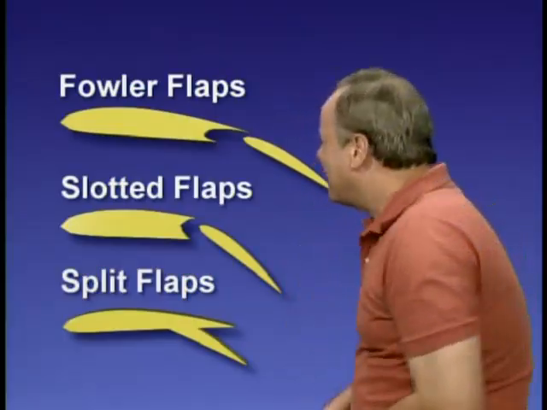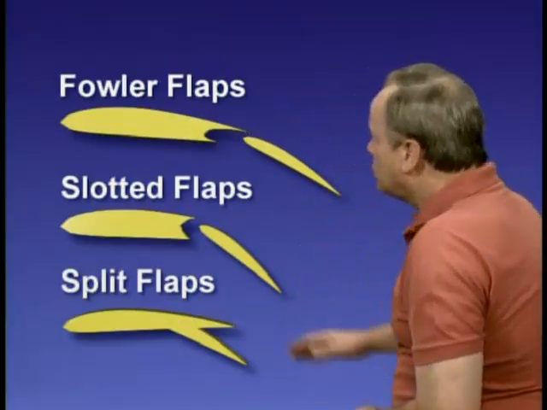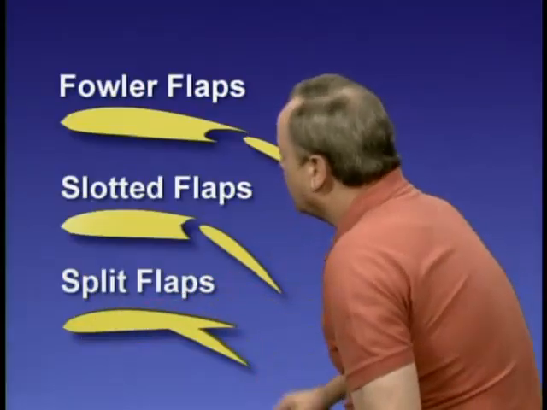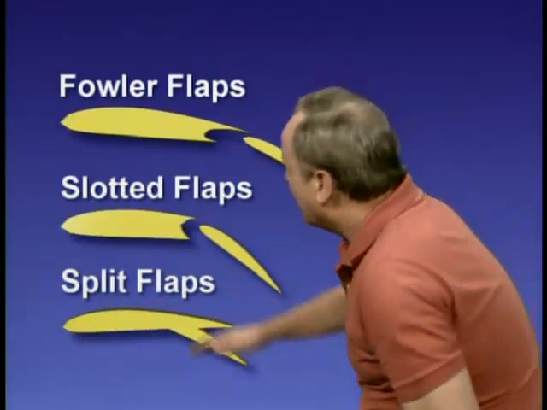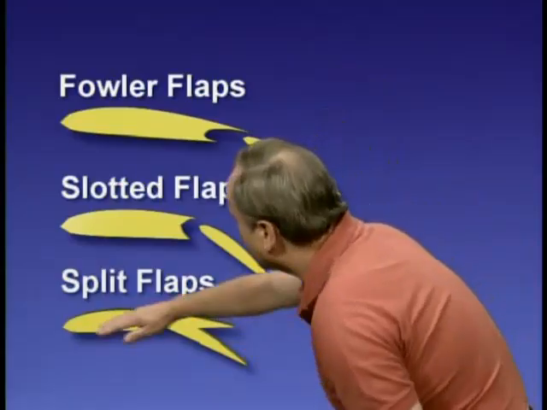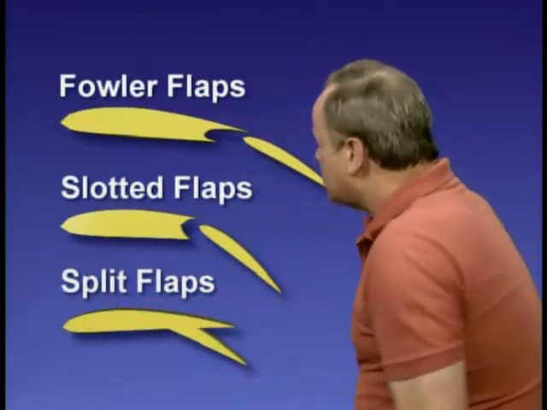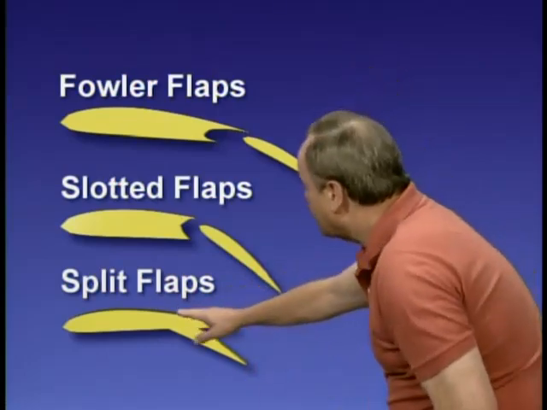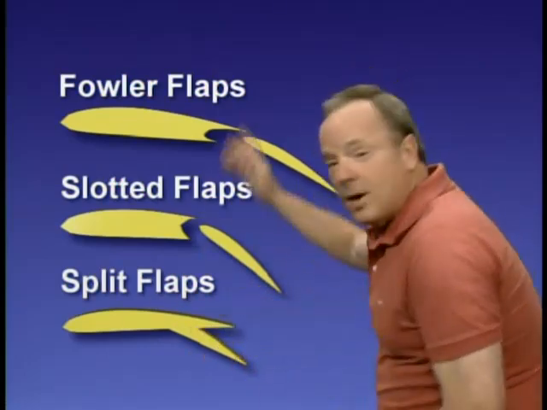Now, why do you want to change the shape of the wing? Well, when you're in cruise, you want very little curvature to the wing, but when you're in slow flight, you'd like to have a lot of curvature to the wing for when you're landing and taking off. So you can change the shape of the wing, for instance, with flaps. Now, flaps are at the trailing edge of the wing, and here are several kinds of flaps.